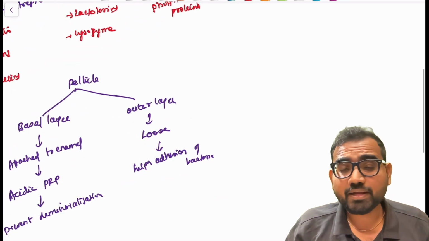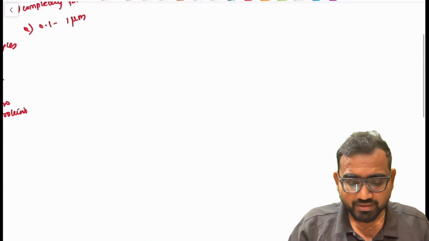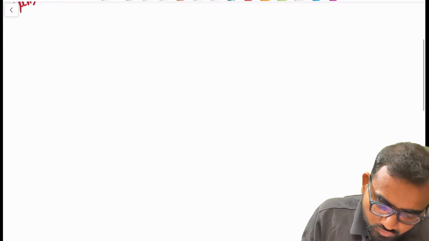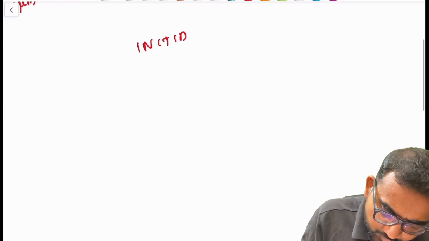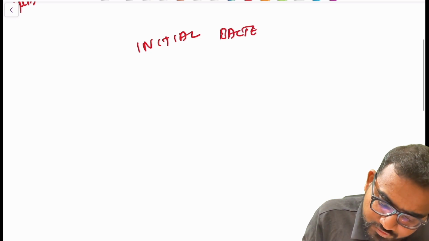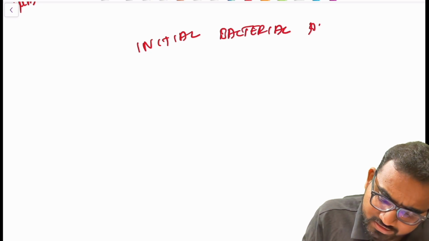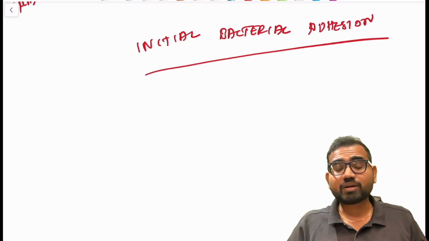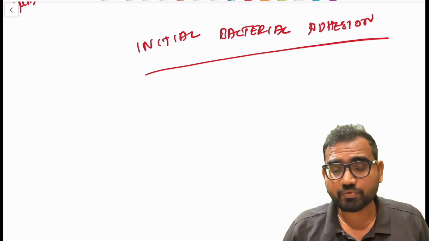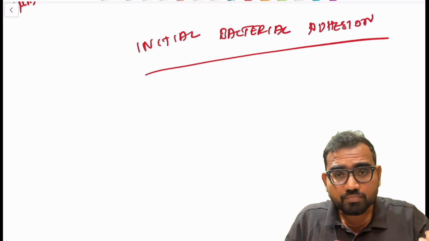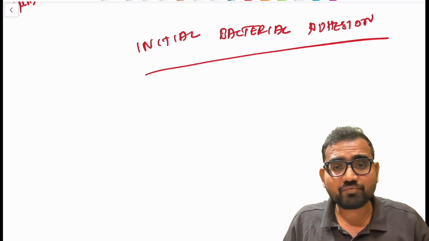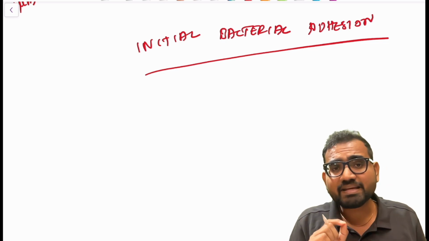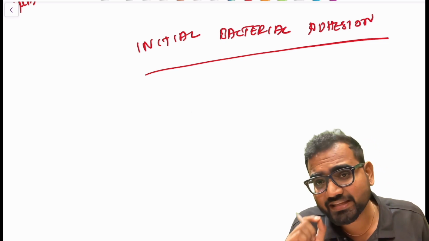So the next step in plaque formation will be initial bacterial adhesion. Okay, so till now we talked about how a pellicle is formed, what a pellicle is, and what the derivatives of a pellicle are. We have talked about how it forms, when it matures, when it is visible, and what the thickness of a pellicle is. So the next step will be initial plaque or bacterial adhesion.